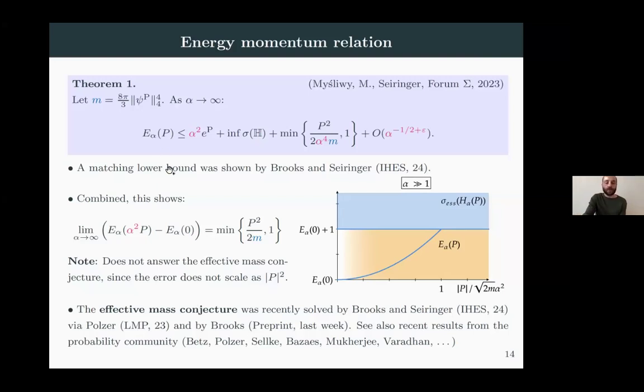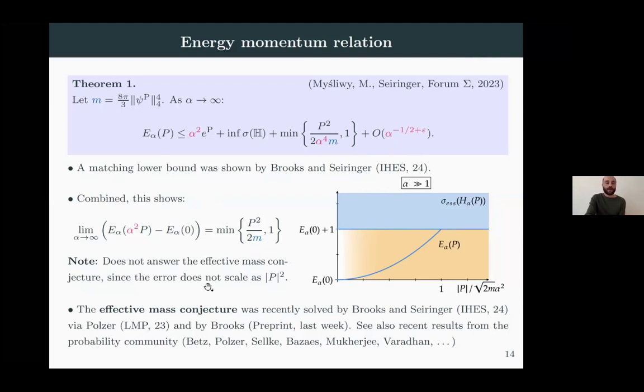And another way to view this is that the errors in this theorem do not scale like p squared. So you cannot extrapolate to really small momenta. So the right way to read these statements is really that it gives an asymptotic formula for the energy momentum relation in the bulk of large momenta.